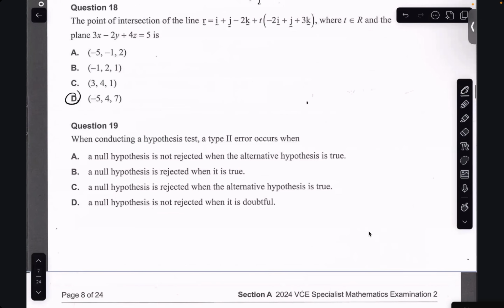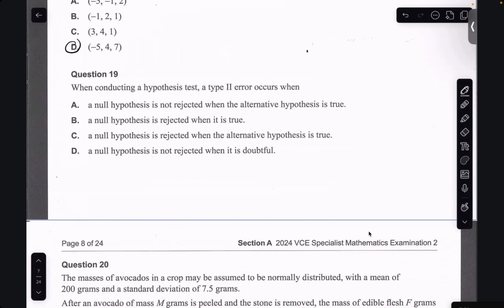When conducting a hypothesis test, a type 2 error occurs when... So type 2 is when you don't reject when the alternative is true. So you should have rejected, but you didn't.